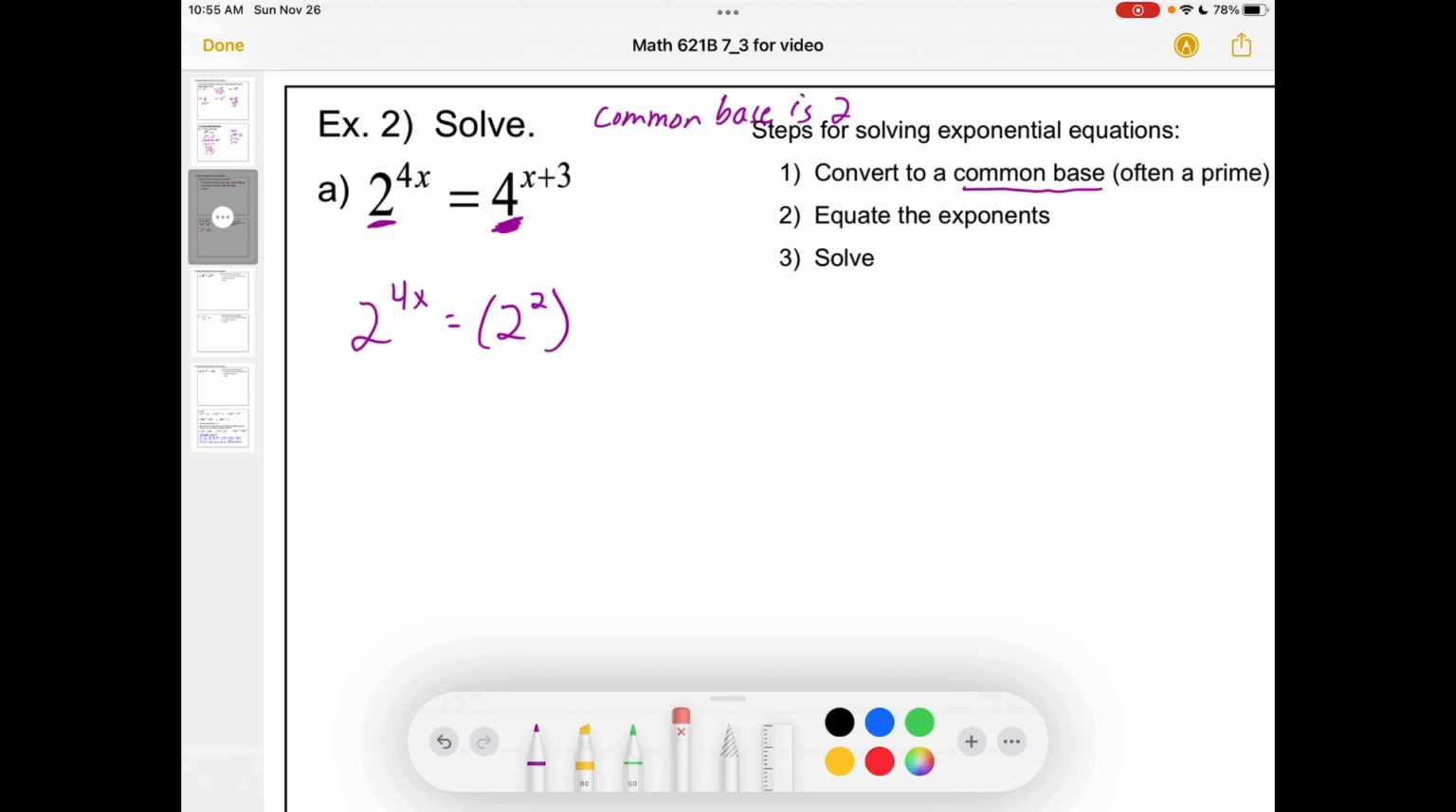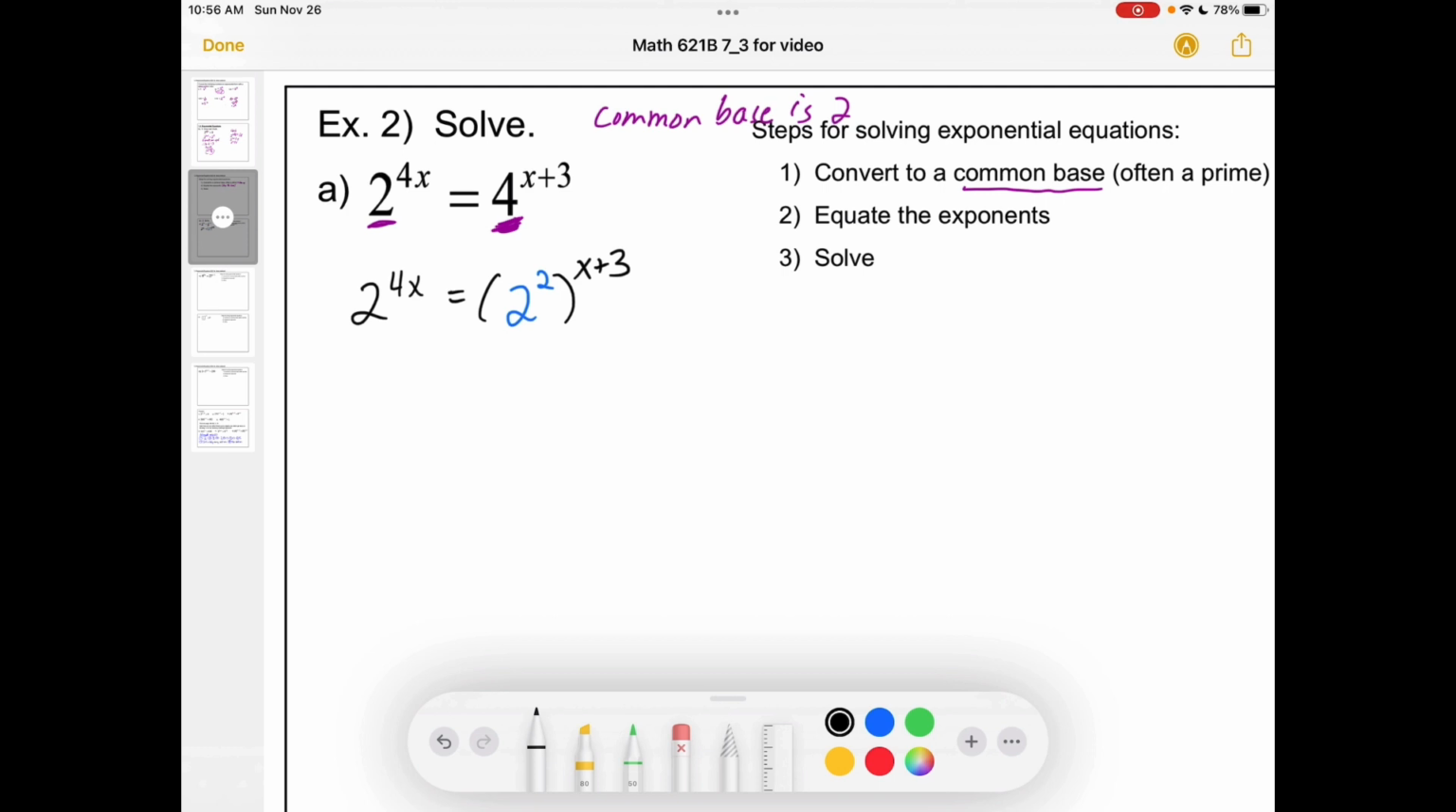Now, everything else in the equation stays the same. Maybe I should color code this a little better, so you can see exactly what's changing. So nothing is changing on the left. I'm just replacing the number 4 with 2 squared. And we still have all to the x plus 3. Okay, there's our first step. Convert to a common base.